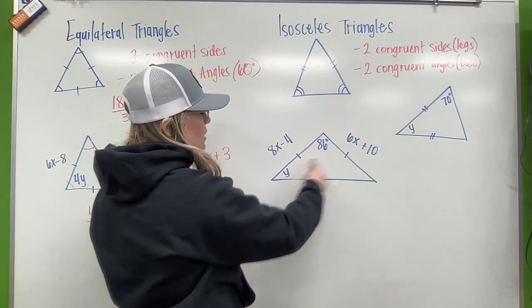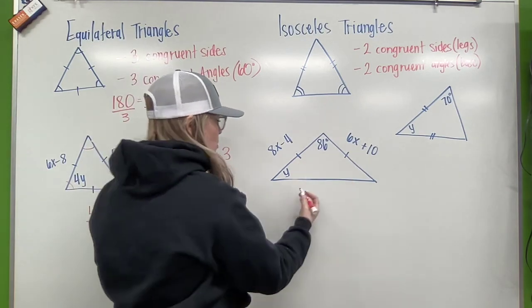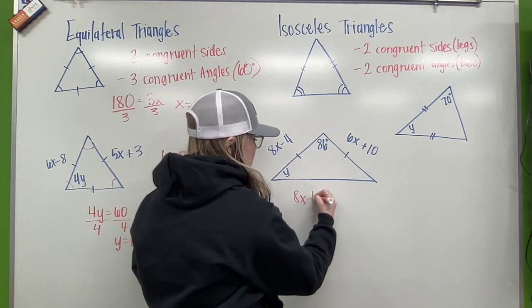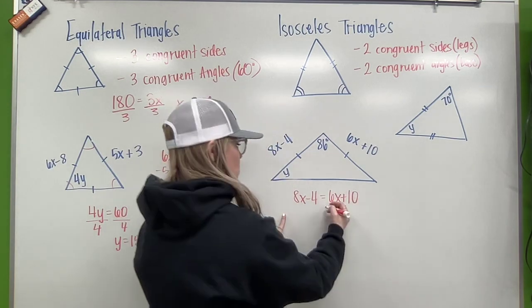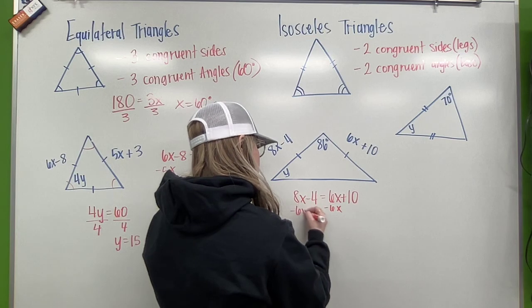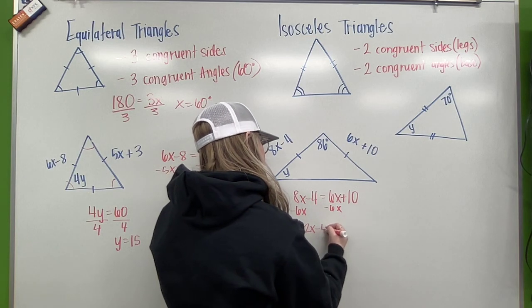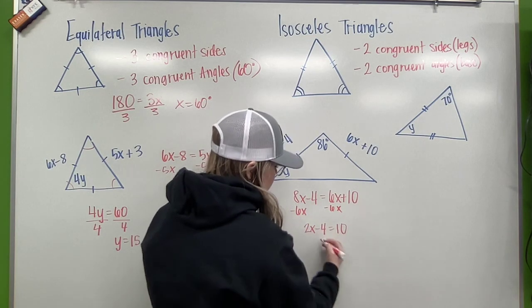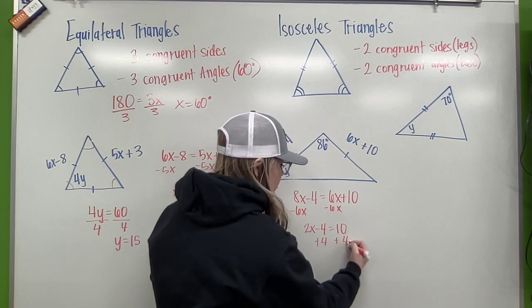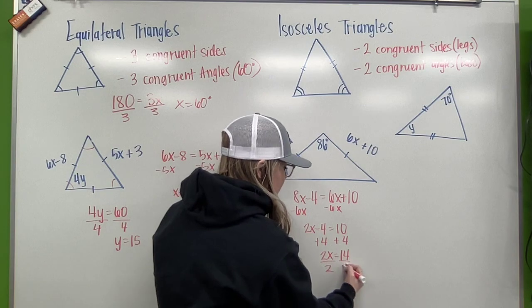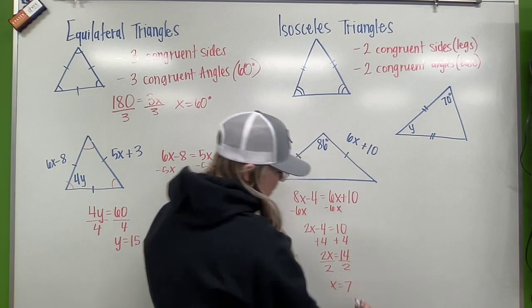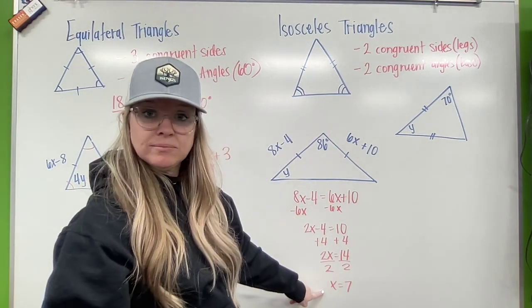Okay, so we know the sides are congruent, so I can say 8x minus 4 is equal to 6x plus 10. So I'm going to subtract the 6x over. 2x minus 4 equals 10. Add the 4 over. So 2x equals 14. And then I divide by 2. So I get x equals 7.